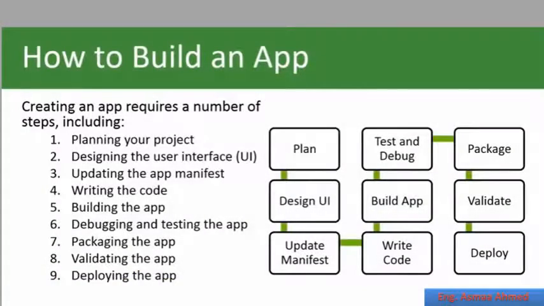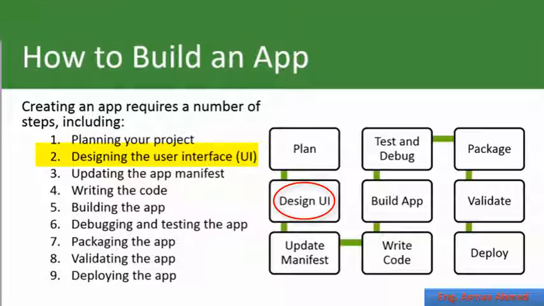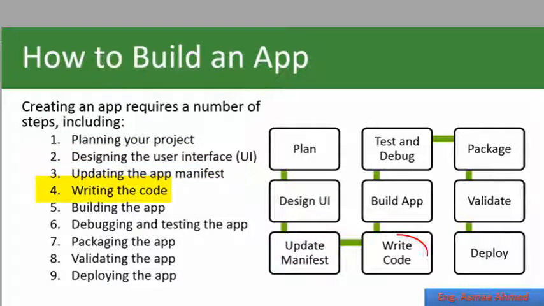The app package is a file that contains an app's files and folders, created for ease of distribution and deployment. Creating a packaged app: Number 1, Planning. Number 2, Design UI, User Interface. Number 3, Update manifest. Number 4, Write code of your page. Number 5, Build app. Number 6, the most important step is to test and debug your code. Number 7, Package your work. Number 8, Validation. Number 9, Deployment.